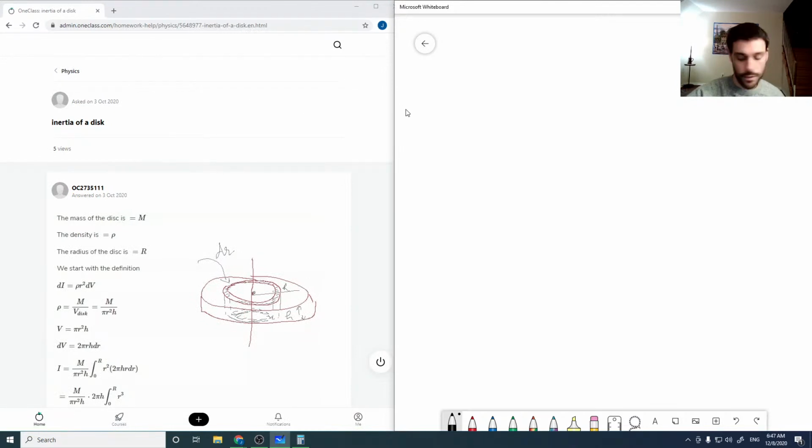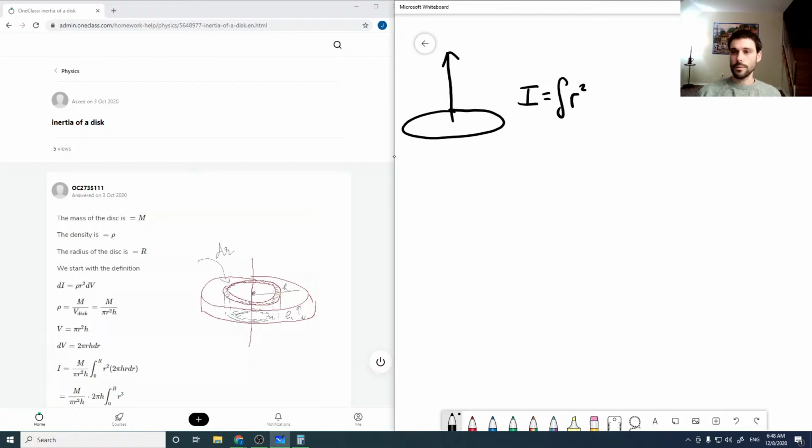So this just says inertia of a disk. So I'm going to solve through a couple different ways of getting the moment of inertia for a disk. So the most common would be the moment of inertia about an axis which goes through its center and is perpendicular to the disk. So the moment of inertia for a solid mass object is going to be the integral of r squared dm. And so the trick here is identifying your dm.